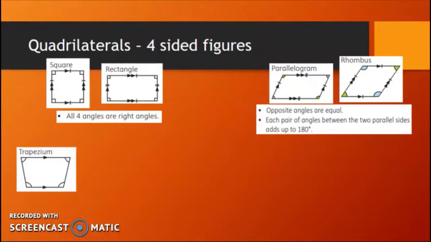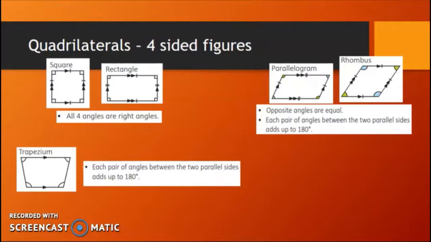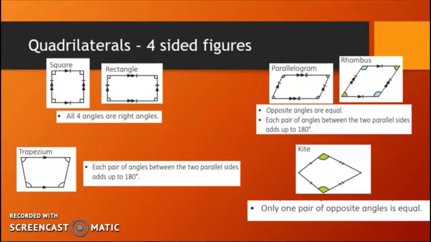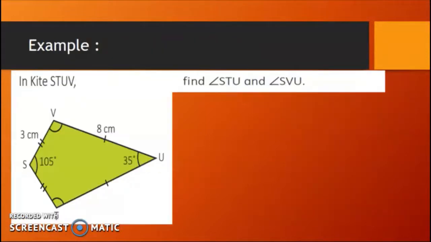One more example is the trapezium. What can you say about the angles? Each pair of angles between the 2 parallel sides adds up to 180 degrees. The last example is the kite. As you can see, in the kite, only one pair of opposite angles is equal. So, these quadrilaterals and their properties, we're going to use to find the unknown angle.